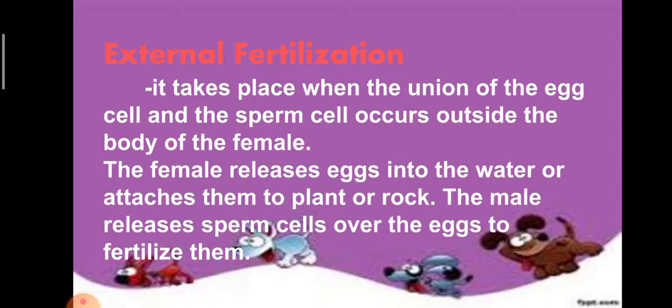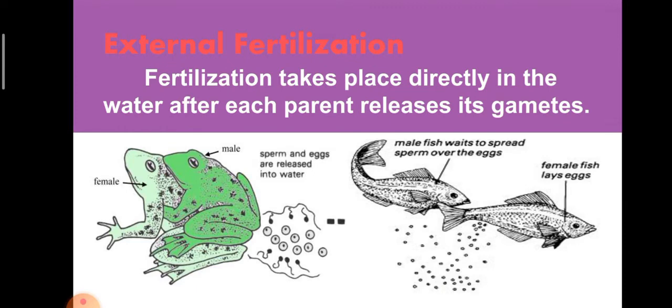Ang ibig sabihin ng fertilization nangyayari sa labas. Mag-unite si egg cell at saka si sperm cell sa labas ng katawan ng babae. Fertilization takes place directly in the water after each parent releases its gamete. So, in our example, we have frogs and fishes.